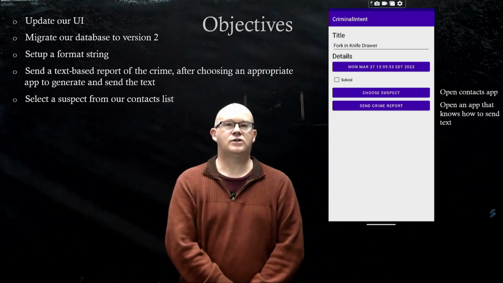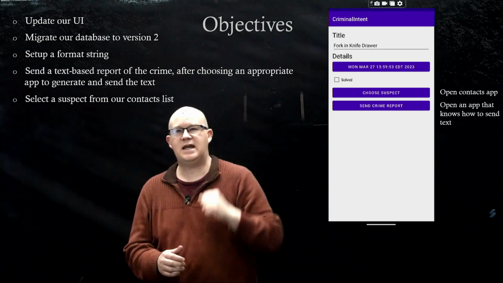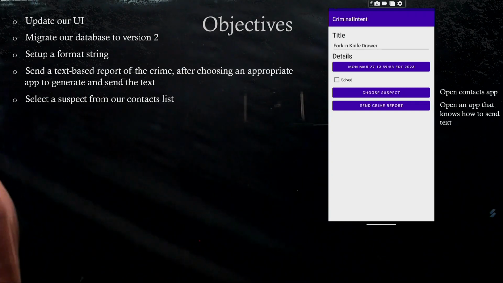Welcome back, CSE 3200 Yukon Stores. We're in Chapter 16, Video 3, where we're going to be setting up a format string for our crime report.